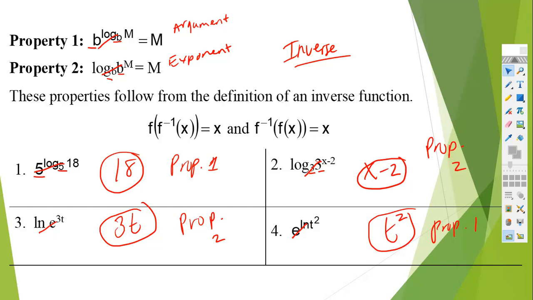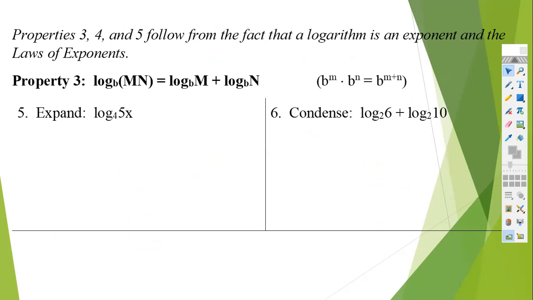Pretty good? Doable? All right, now we're going to move on to property number 3. Properties 3, 4, and 5 follow our exponent rules. So look right here as an example. This is called our product rule. The product rule is saying if you're multiplying 2 exponents, what are you doing to their powers? Adding them. So guess what? If you're multiplying 2 arguments, guess what you're doing with their logs? Adding them.